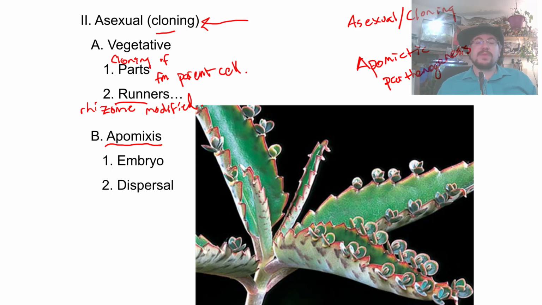Apomictic parthenogenesis is interesting because in this we get meiosis. Woo! So a great example is right there on the lawn. Good old Kentucky bluegrass.